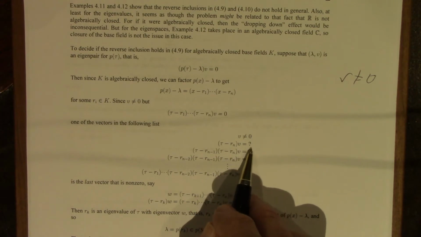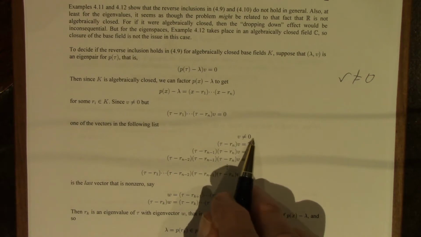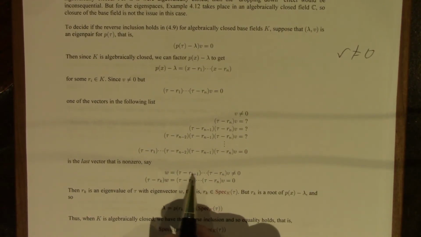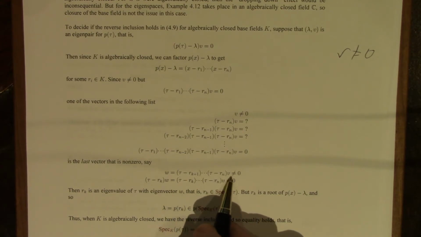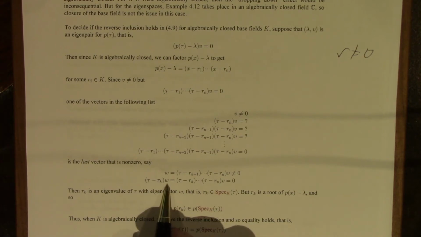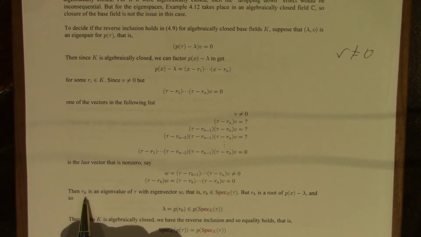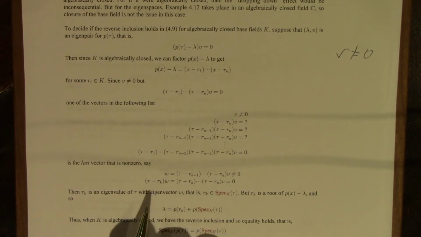Somewhere there's a last vector that's non-zero. Could be v itself, might be the one just before the last one, we don't know. But if we call it w, it's of the form tau minus r(k+1) through tau minus rn applied to v. w is non-zero, but when we apply tau minus rk to w, we get 0. So rk is an eigenvalue of tau with eigenvector w.